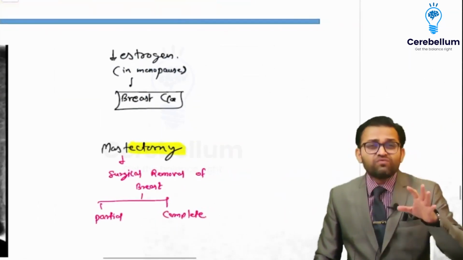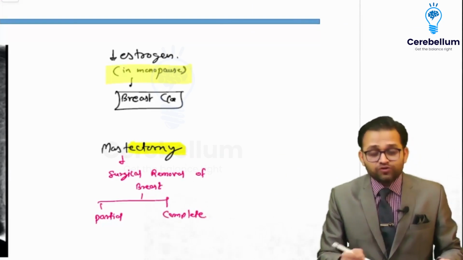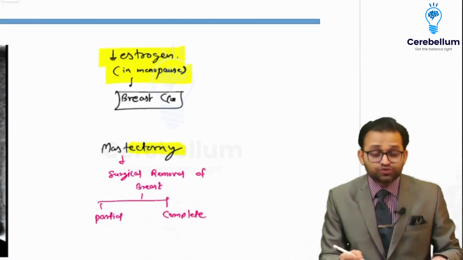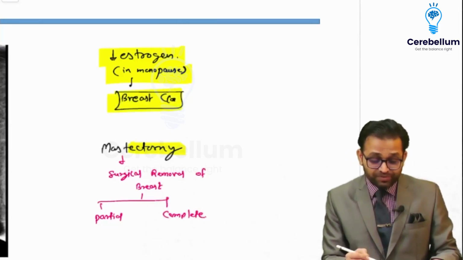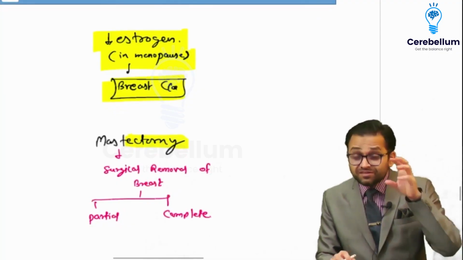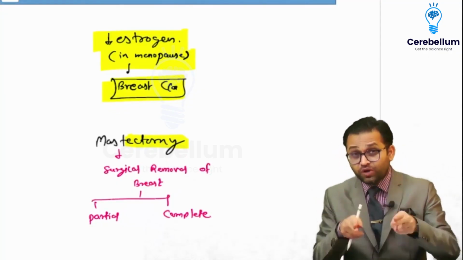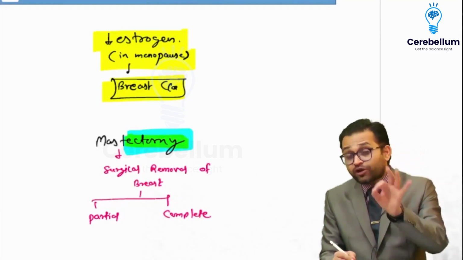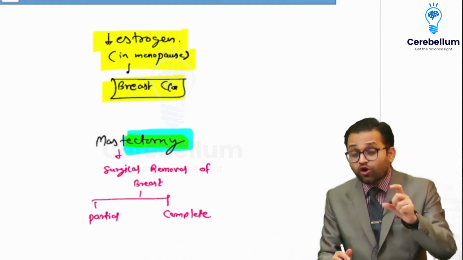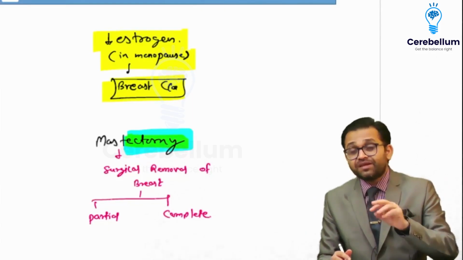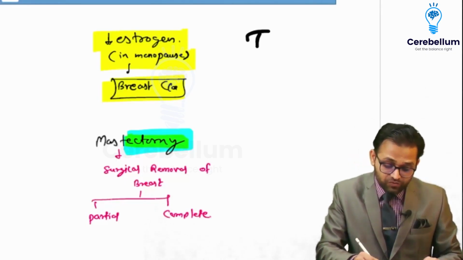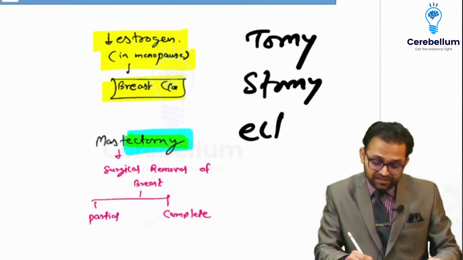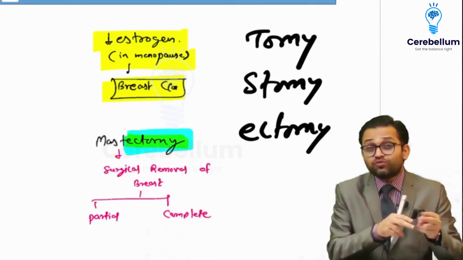This is the mammography. One fact you have to remember: after menopause, what is happening? Estrogen, progesterone, all these levels are falling. So decreased level of estrogen leads to breast carcinoma. Also remember, what is the permanent treatment for cancer? You have to cut, you have to remove. Means you have to do ectomy. Whenever there is ectomy, it means cut and remove. Tomy means cutting, anatomy, just cutting. And whenever there is the term stomy, tomy means cut, stomy means opening creation, and ectomy means you have to cut and you have to remove.